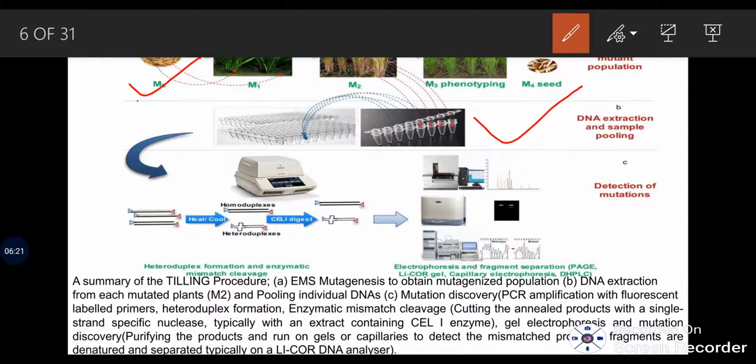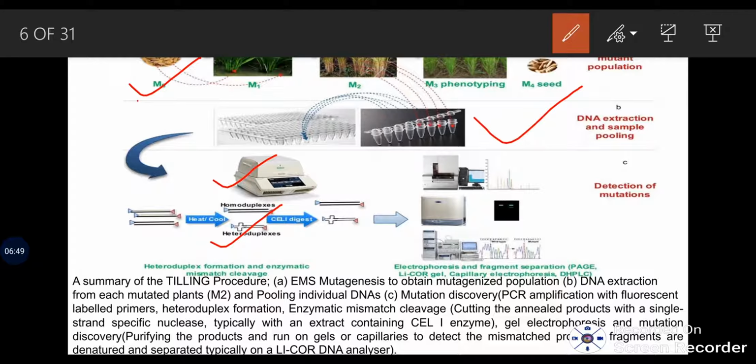Here homoduplexes and heteroduplexes are formed. Whenever mutagenesis is exposed or mutations are induced in a population, we may find homoduplexes and heteroduplexes. Heteroduplexes are where the mutations are induced or variation is found. Then comes the CEL 1 digest. CEL 1 means the enzyme taken from celery.